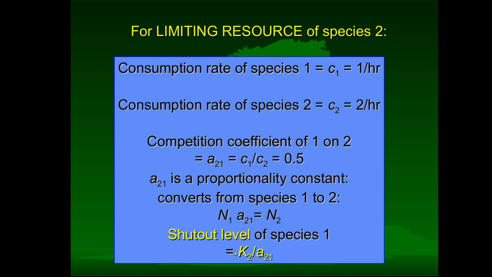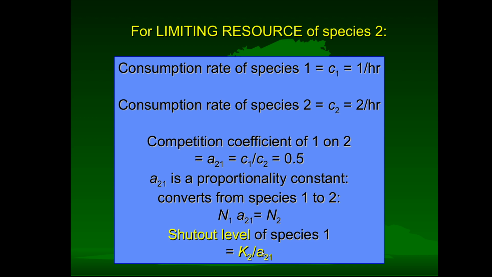The number of species 1, N1, that satisfies this equation, N1 times A21 is equal to K2. Therefore, N1 is equal to K2 over A21. So this equation is saying that if we consider N1 individuals and the amount of species 2's limiting resource they consume, we multiply that by A21 to find the number of individuals of species 2 that consume the same amount of that resource.